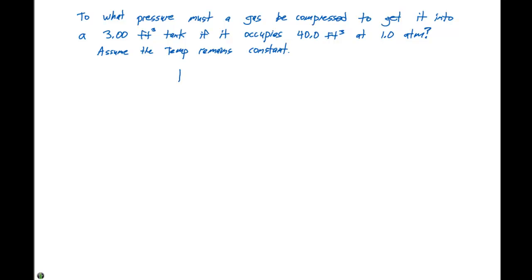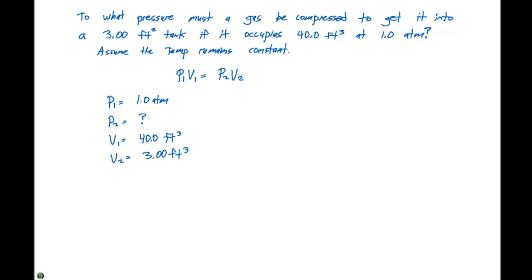And Boyle's law says that P1 times V1 is going to be equal to P2 times V2. Okay, so sometimes it's beneficial to write down the constants that we have and the things that we're going to try to find. So our initial pressure that we start with is 1.0 atmospheres. The second pressure is what we're going to try to solve for. Our initial volume is 40.0 feet cubed, and our final volume is 3.00 feet cubed.